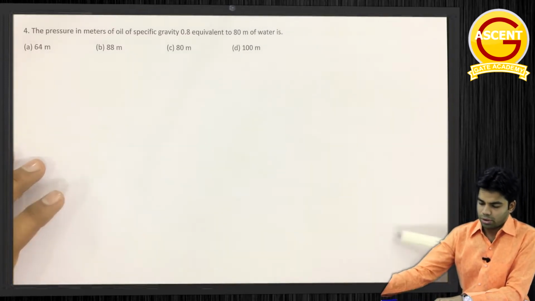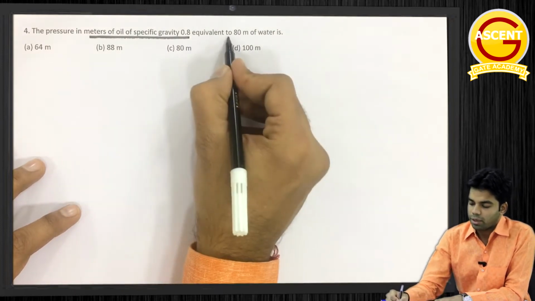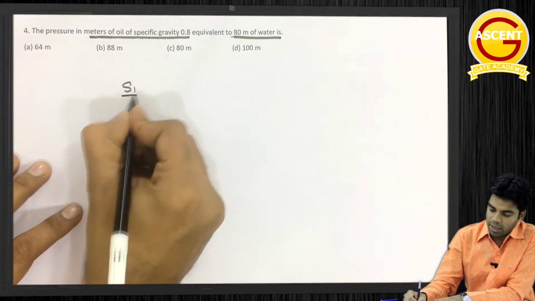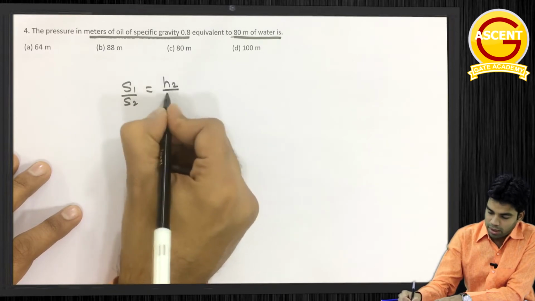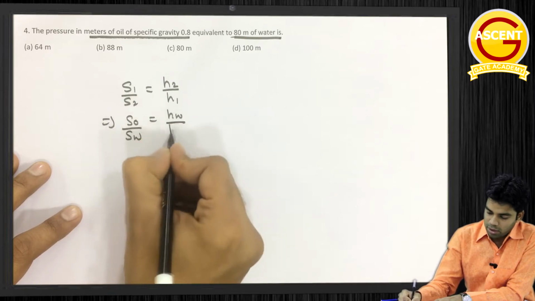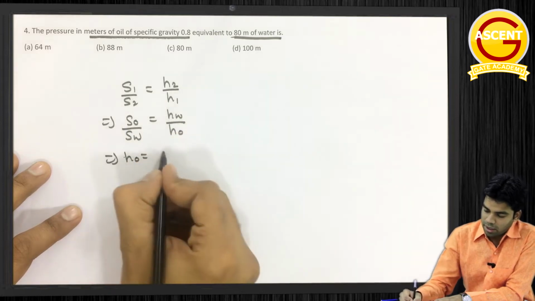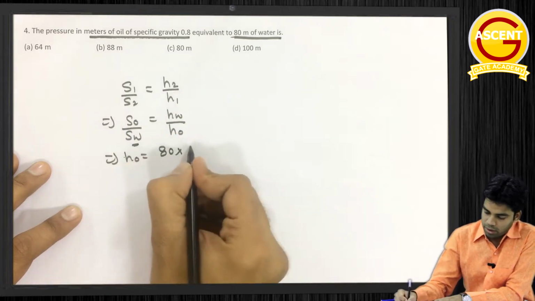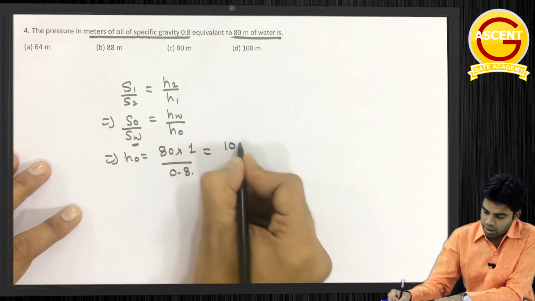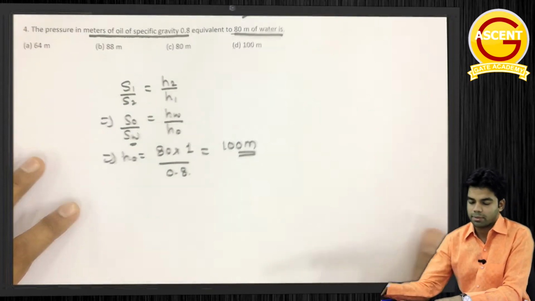Getting this? Next question. The pressure in meters of oil of a specific gravity 0.8 equivalent to 80 meter of water is. Okay, so for this also I have told you that S1 by S2 is equal to H2 by H1. Or you can say S oil by S water is equal to H water by H oil. Okay, so from here you can determine. So, this H oil will be equal to H of water, which is 80 meter of water given, into S of water, which is 1, divided by S of oil, given as 0.8. So, this will be equal to 100 meter. Okay, so this 80 meter of water is equivalent to 100 meter of oil. Getting this? Next question.